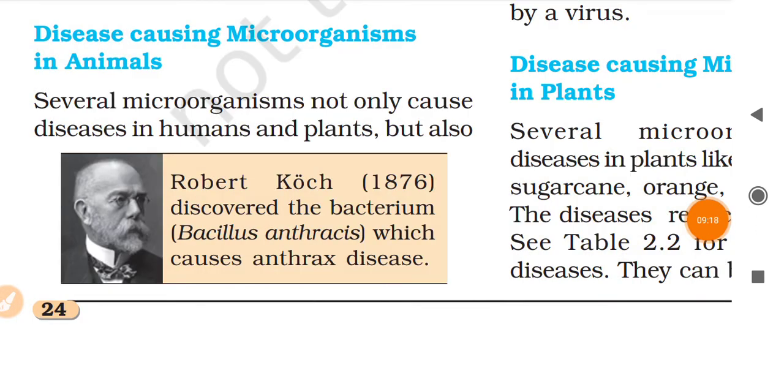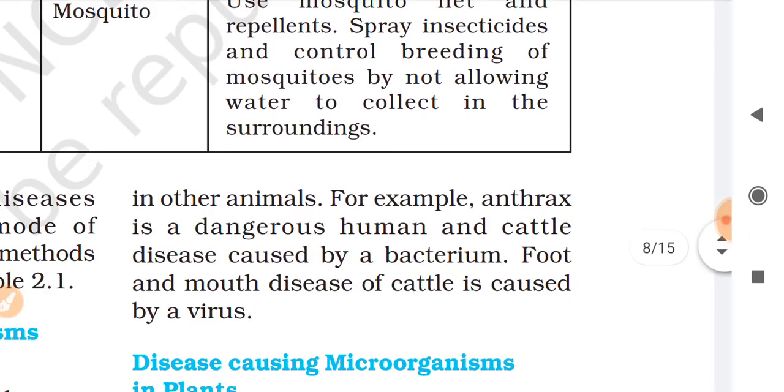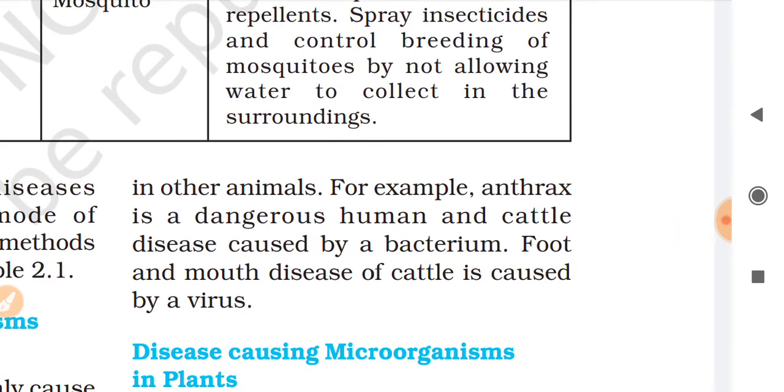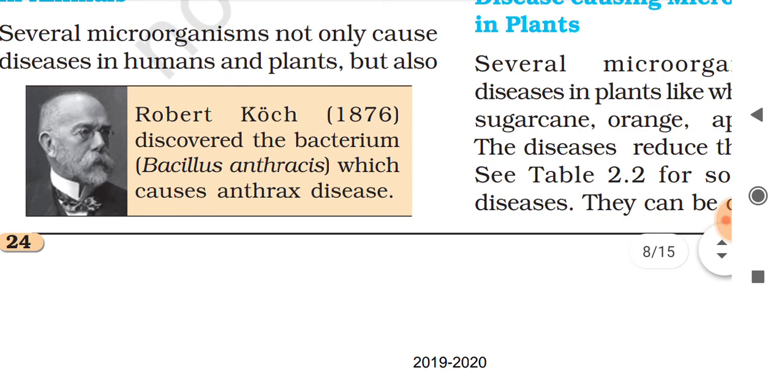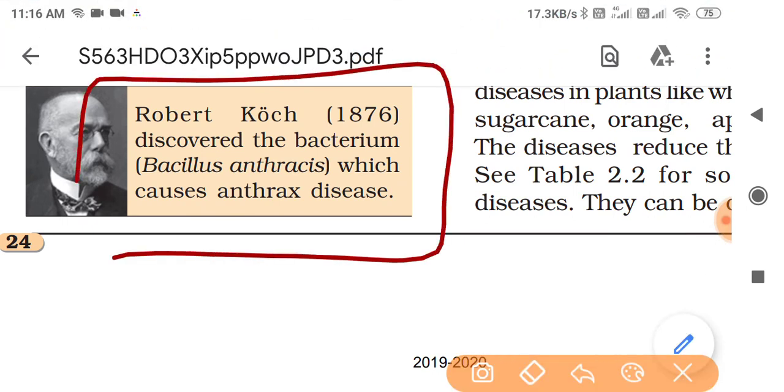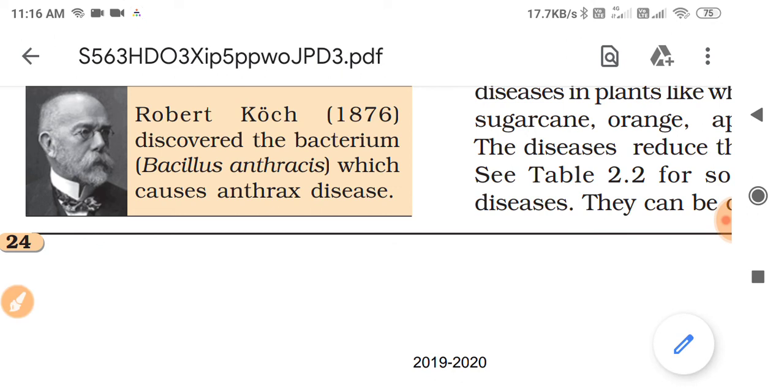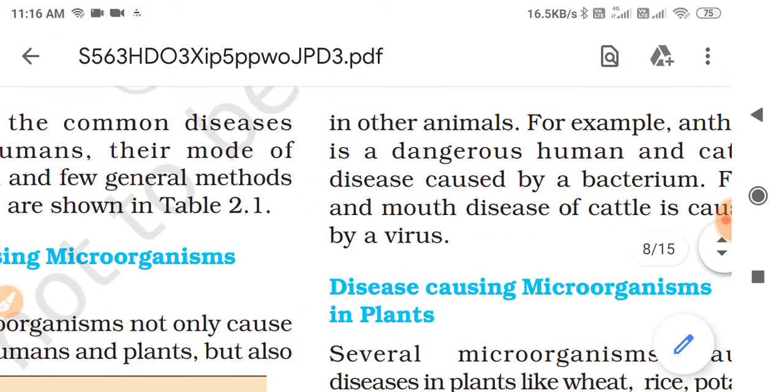Now we will understand about disease causing microorganisms in animals. Several microorganisms cause disease not only in humans and plants, but also in other animals. For example, anthrax is a dangerous disease of humans and cattle caused by a bacterium. So anthrax is caused in both. Foot and mouth disease of cattle is caused by a virus. Robert Koch in 1876 discovered the bacterium Bacillus anthracis, which causes anthrax disease.